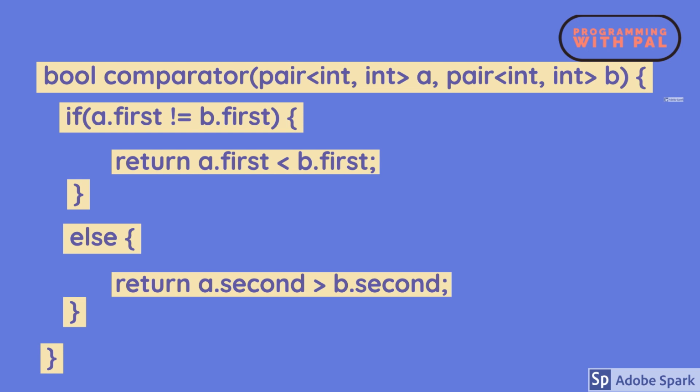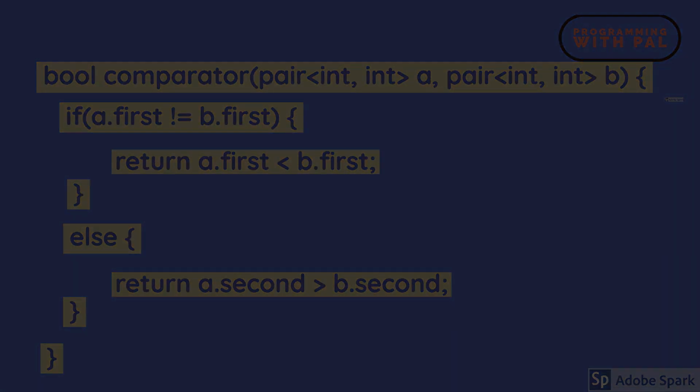It takes two arguments a and b, which are of pair of integers data type. If the first element of a is not equal to the first element of b, then we can simply return a dot first is less than b dot first. But if the first elements are equal, then we need to return a dot second is greater than b dot second. Now let's jump directly into the IDE and write the code for this.